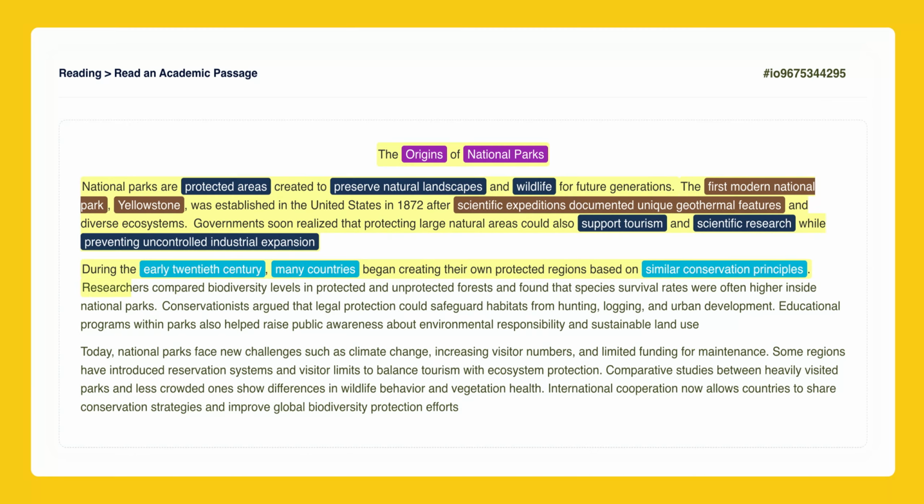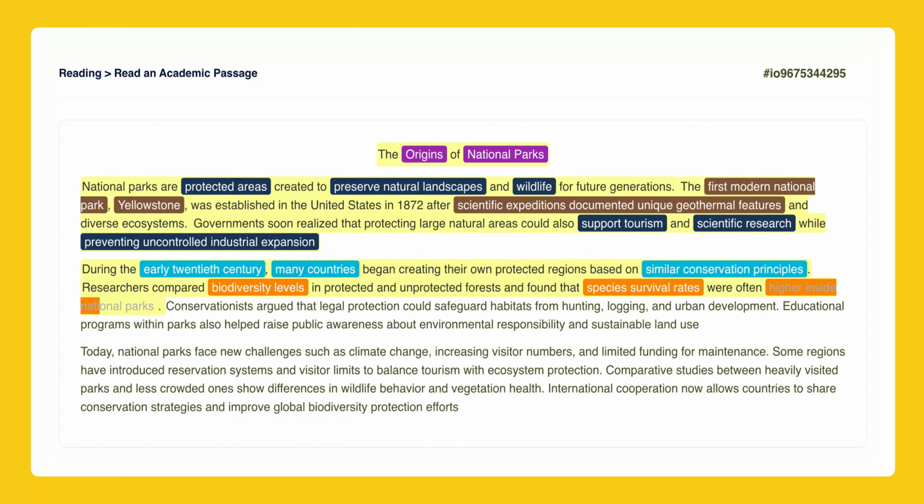Researchers compared biodiversity levels in protected and unprotected forests and found that species survival rates were often higher inside national parks. This sentence introduces scientific evidence supporting the parks. Researchers looked at biodiversity levels. The result of this comparison is vital. Species survival rates were found to be higher inside national parks. This validates the effectiveness of the protection.